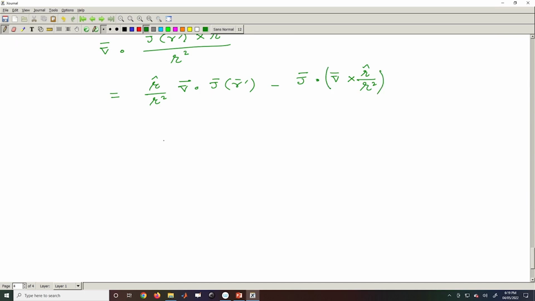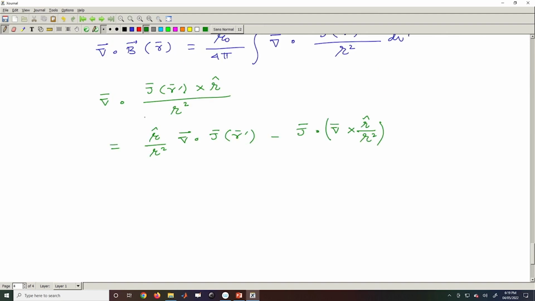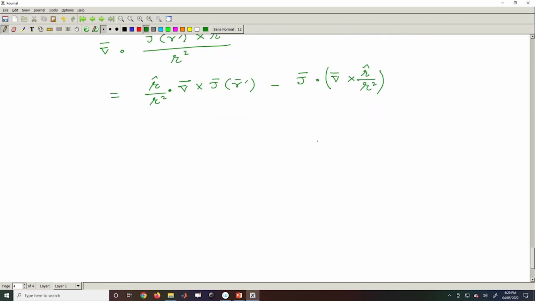Okay, I am making a mistake here. So this is curl, because here we had a curl divergence. So it should be dot of this quantity, and then J dot of that quantity. Yeah, now it is correct. So I mixed the dot here.